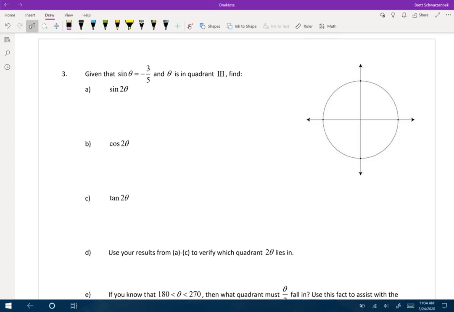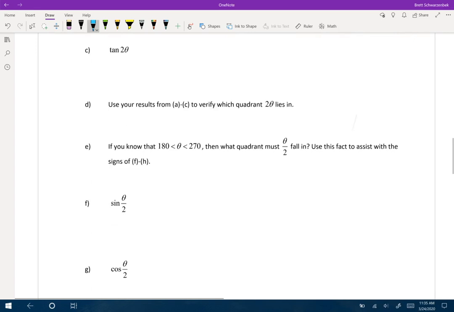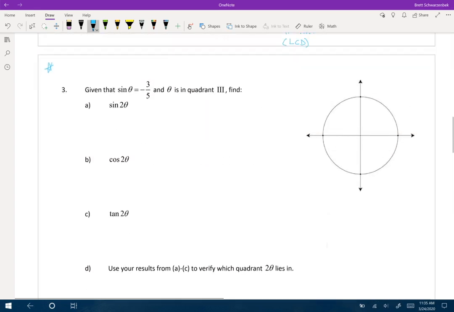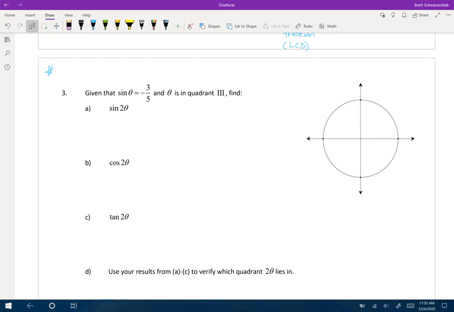Okay, the most common problems that you'll be asked about in the double and half angle section are on this page. So just take a note that this is the emphasis of your studying. It says for number 3, given that the sine of theta is negative 3/5 and theta is in quadrant 3, find all of the following. I purposely did a section here that included every single one of the formulas and how you find them, hence why this is such an important page.